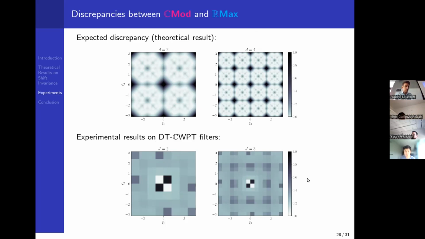So we can notice a strong correlation between the theoretical expected discrepancies and the measured quantities. In particular, you can see that the pathological frequencies here are correlated with high discrepancies in the experimental setting. And we can observe this for both cases, j equal 2 and j equal 3. Now we want to see if this has an impact on the stability of the operators.